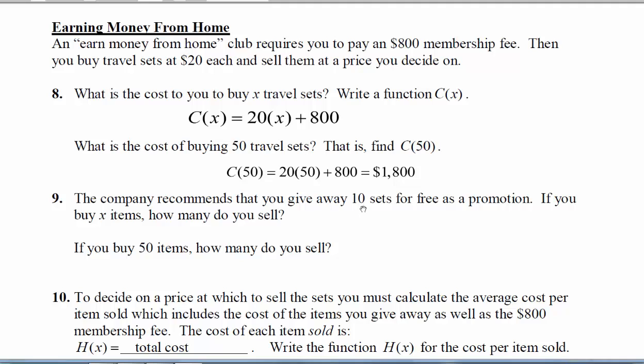The company recommends that we give away 10 as a free promotion. So if you buy X items, how many do you sell? Well, it'll be X minus 10, right? Because 10 we give away. So there's my X minus 10. If we buy 50 and give away 10, how many do we sell? So I'm thinking 50 minus the 10 would be 40. So here's my 50 minus 10 to give me 40.